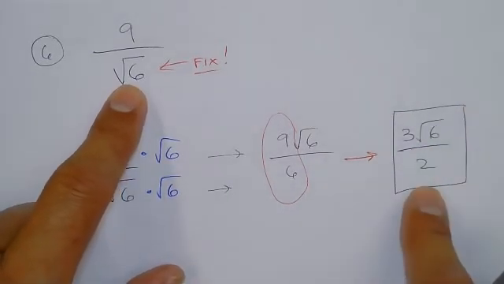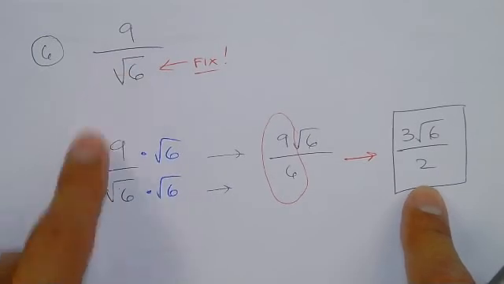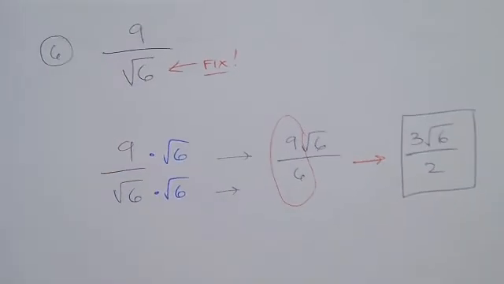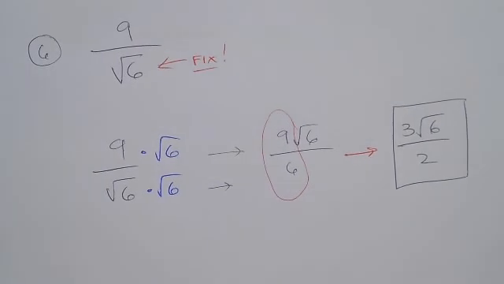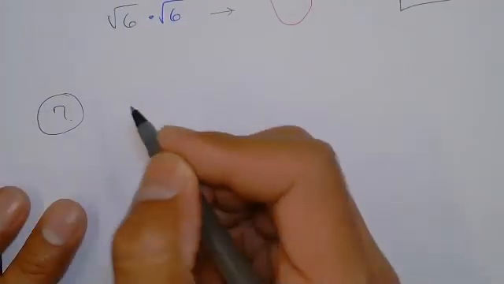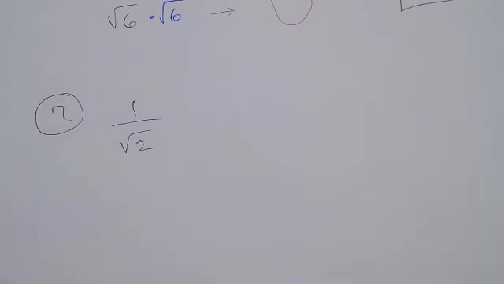You see, this and this hold the same value. It's just that you can't leave it looking like this. So you got to do this business and fix it and do this. Okay, we're warmed up. We're good? All right. How about this one? Number 7. 1 over the square root of 2.